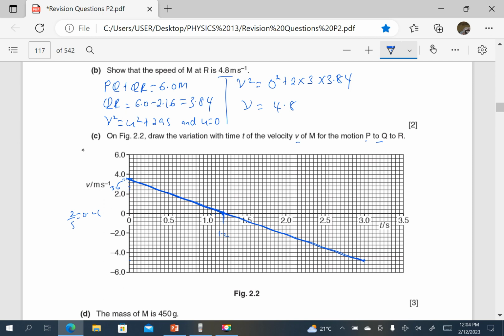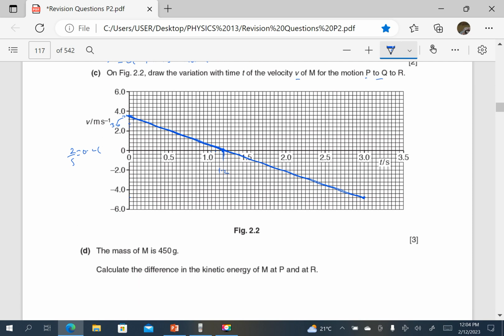Okay, you can draw a better line on your paper with your ruler so that it stops at 4.2 at around 3 seconds. So that is the graph. It is a straight line from 3.6 to v equals 0 at 1.2, and then the line continues to negative 4.2, because there is a change in direction. It moves to point Q and then returns in the opposite direction, that's why the velocity is downwards.